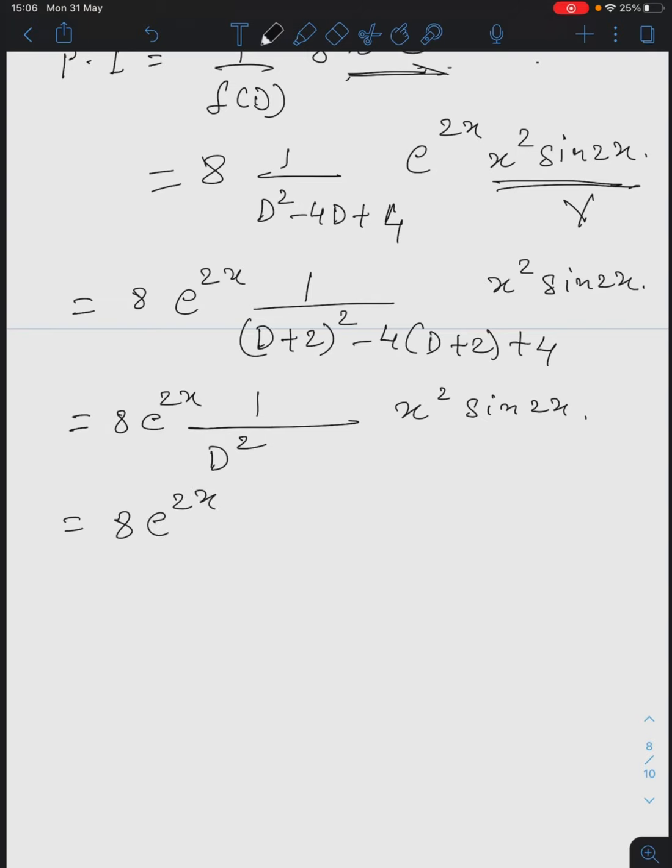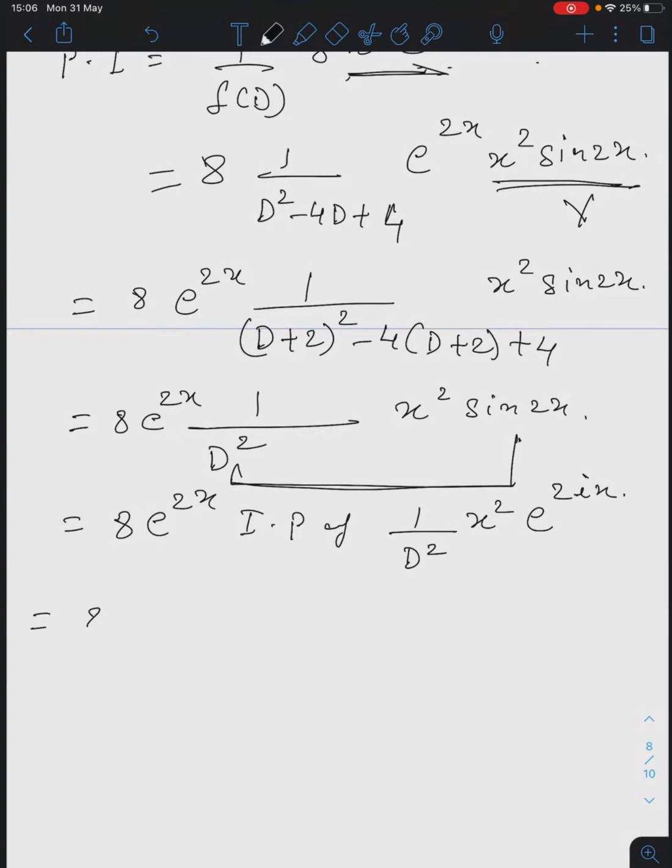Don't write the imaginary part of this thing 8 into e to the power. No, this much part is already done. Now you are solving for this one: 1 by d square, you are applying it on x square sine 2x. Because of this, this will be written as imaginary part of 1 by d square of x square into cos 2x plus i sine 2x, so that is nothing but e to the power 2ix.